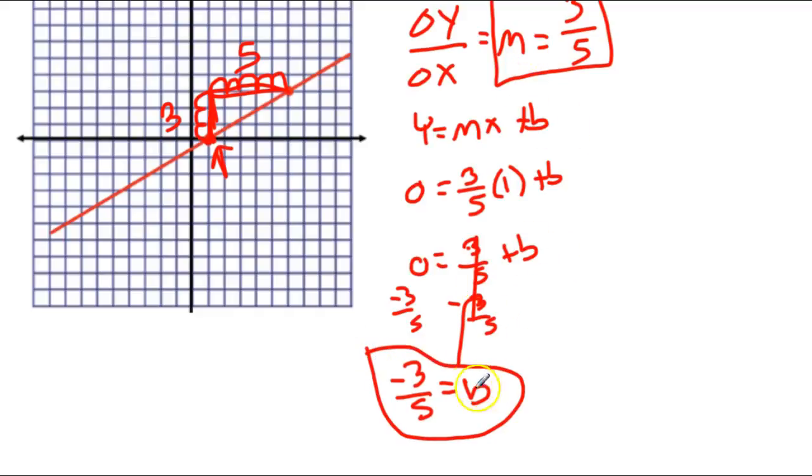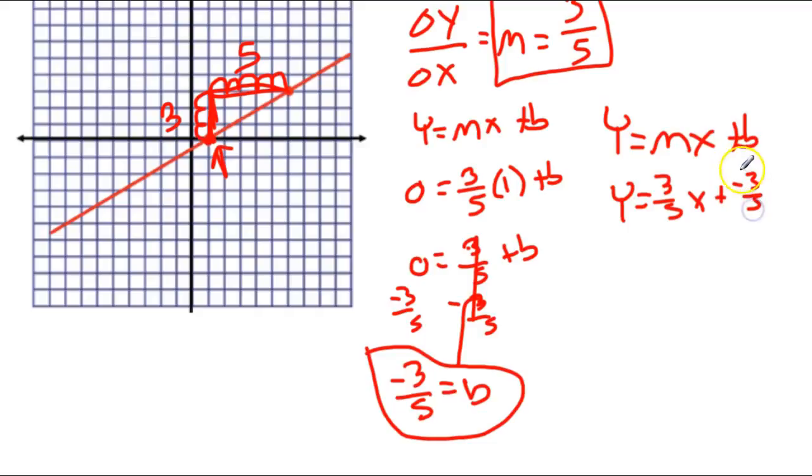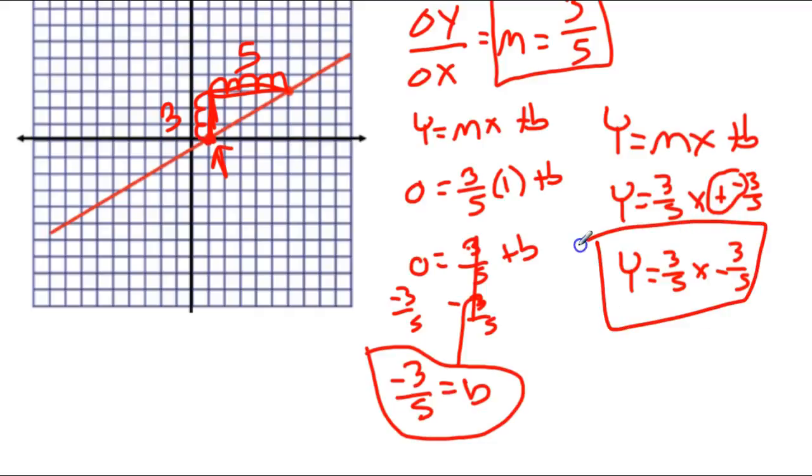So I've got my m, I've got my b. I just write my equation. y equals mx plus b. y, m is 3 over 5, x, b. Some of you might write plus, and then this is a negative 3 over 5. If you have a plus then a minus, you can just make it a minus. So y equals 3 over 5x minus 3 over 5. Bam, boom, pow, bang. Done. Happy face.